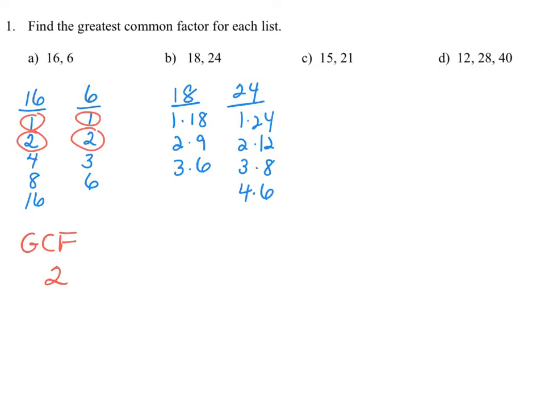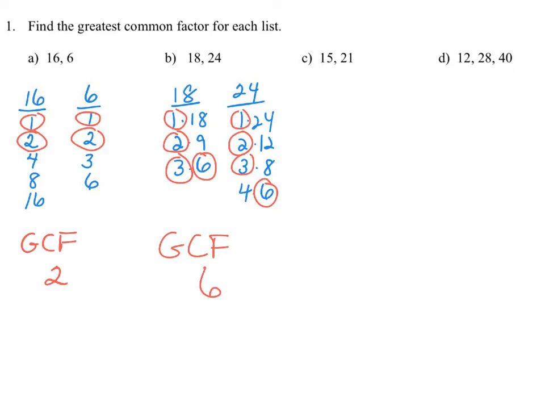So the greatest common factor is the largest number that they have in common. They both have 1, they both have 2 as a factor, 3, 6, and that's it. So we can say that the greatest common factor, the greatest of all those that they have in common, is 6.